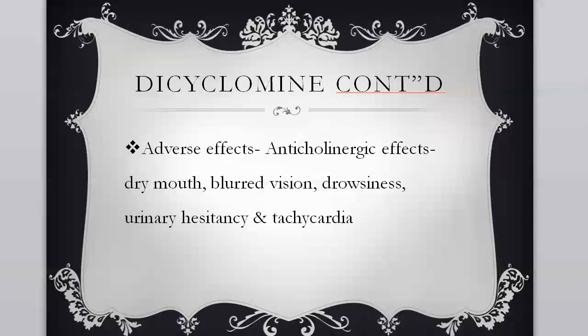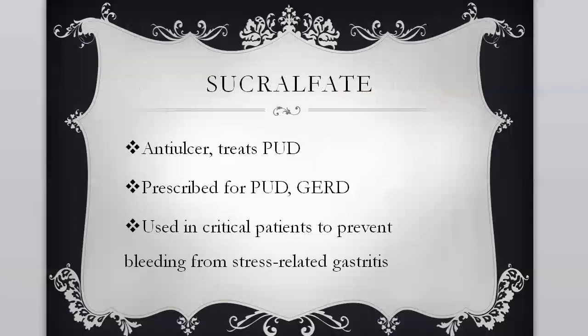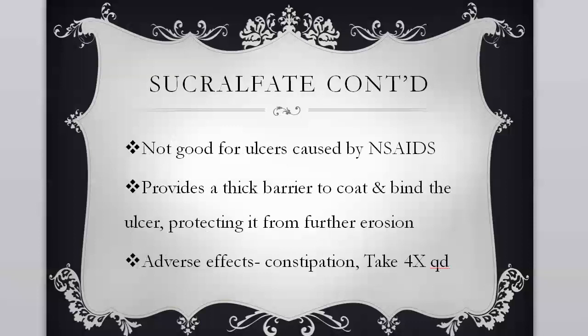So that's dicyclomine. The next med is sucralfate. It's also known as Carafate. Therapeutically, it's an anti-ulcer drug to treat peptic ulcer disease. It's a medication given orally, PO, for peptic ulcer disease, for GERD, and used in critical patients to prevent bleeding from stress-related gastritis. This is not a medication that we should give for someone who develops an ulcer that's caused by NSAIDs.